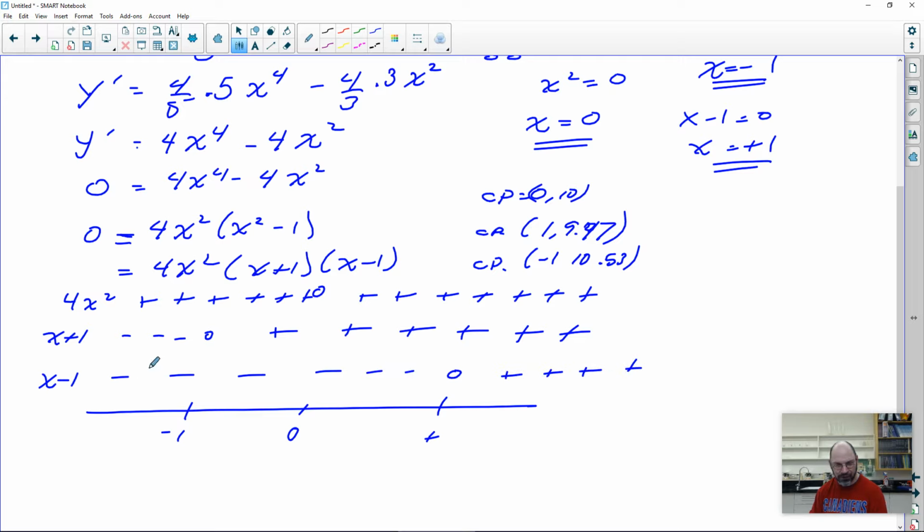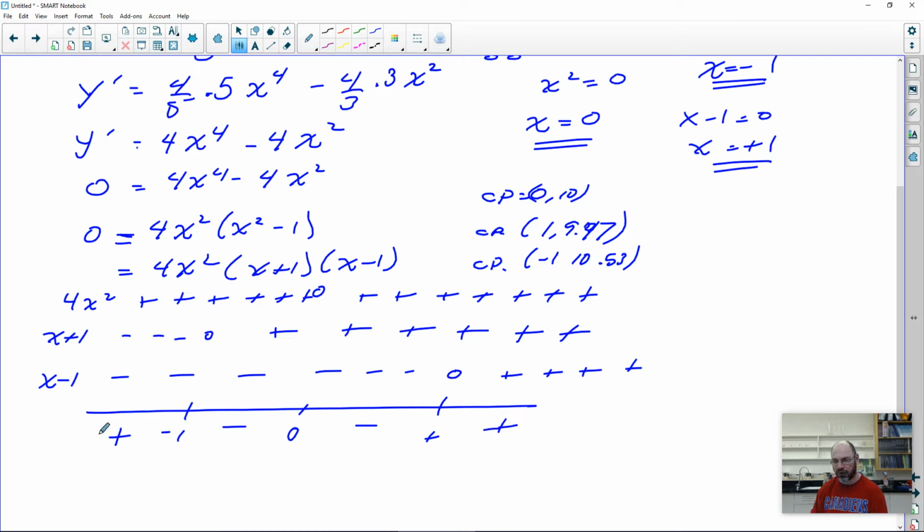So our areas, this is going to be positive, negative, negative. So positive times a negative times a negative is a positive. A positive times a positive times a negative is a negative. Positive times a positive times a negative is a negative. A positive times a positive times a positive is a positive. So there's our slope analysis.